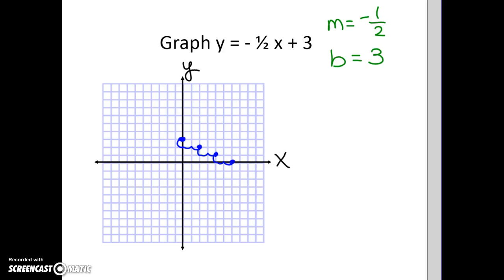Or I can go backwards. And I now have plenty of points to draw my line across my coordinate plane. y equals negative 1/2 x plus 3. Does this line have a negative slope? The line we drew is going down, so yes, it does.